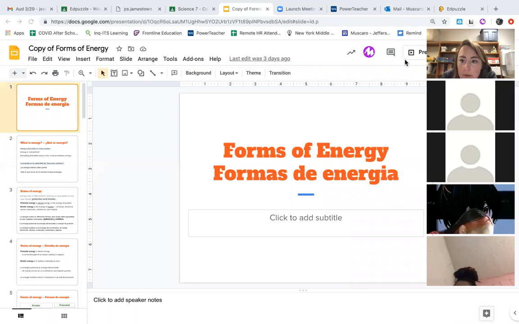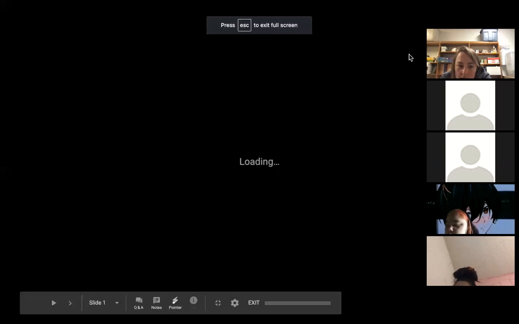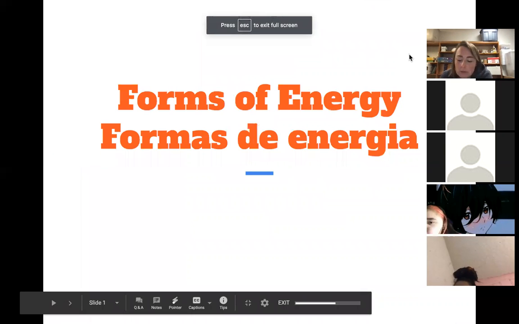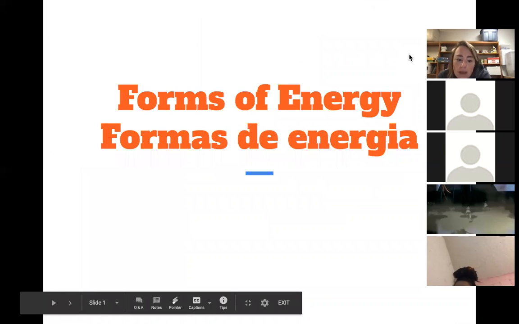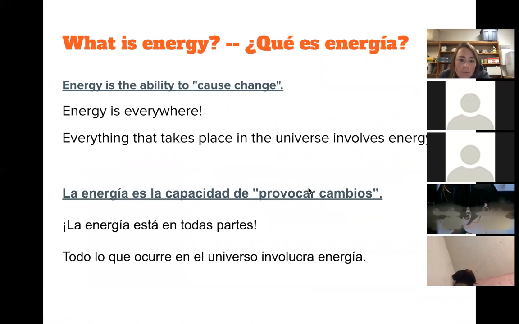Okay, let's get started. All right, forms of energy. There are two main forms of energy. Oh wait, let's define energy first. So energy is the ability to cause change.